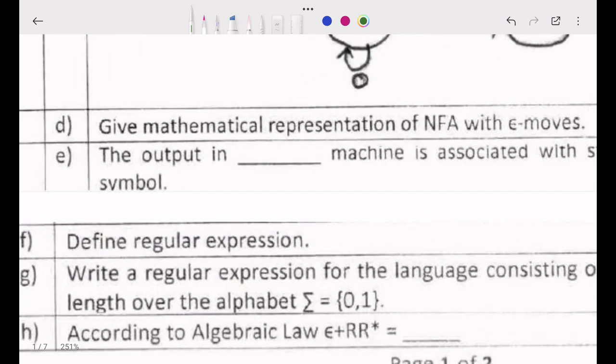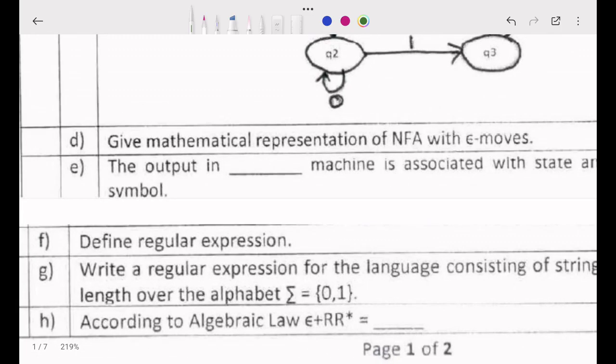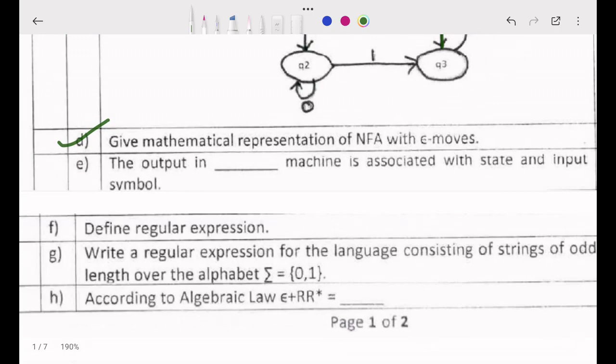Now next, because this subject, okay, this FLAT, this is actually natural language processing, or you can say large language model, whatever you can say, okay. You are learning how the machine is reading the text. Now next question, what is the mathematical representation of NFA with epsilon move, okay.